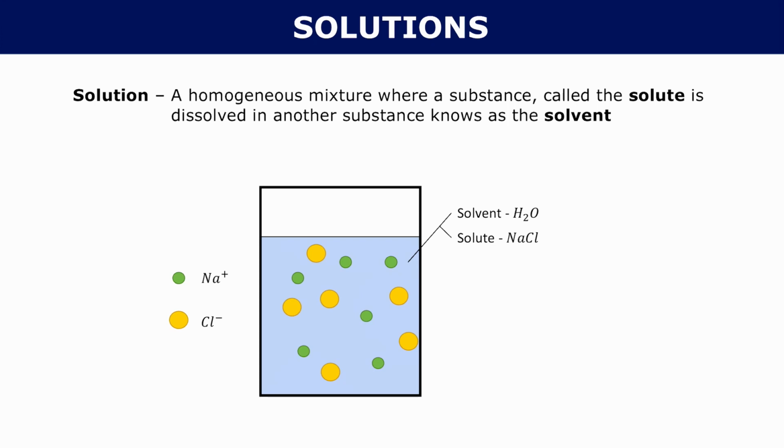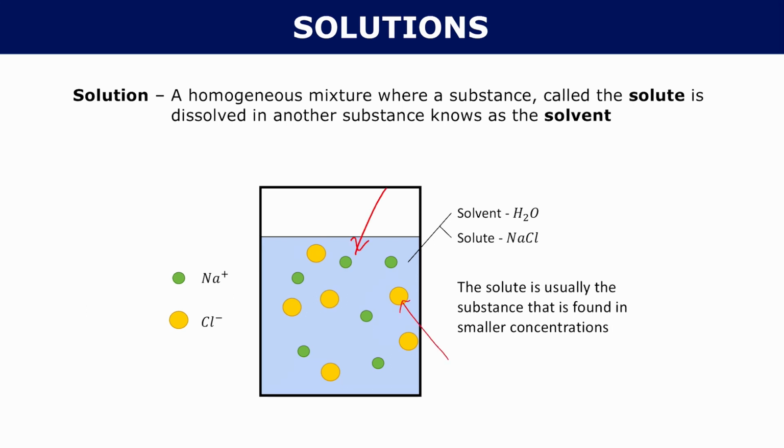But how do you know which is which? How do you know that the water is the solvent and the solute is the sodium chloride? Well, the solute is usually the substance that's found in smaller concentrations. In this case, water is a lot more abundant. There's a lot more water than there are sodium chloride ions. And most of the time, whenever you have a mixture with water, water is almost always going to be the solvent, and whatever else it's dissolving is going to be the solute.